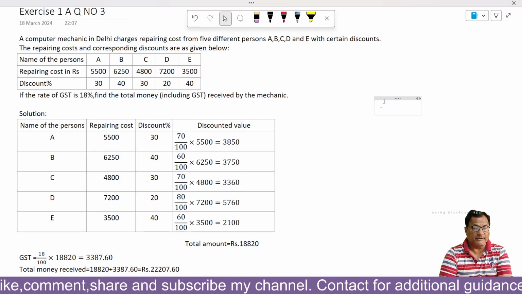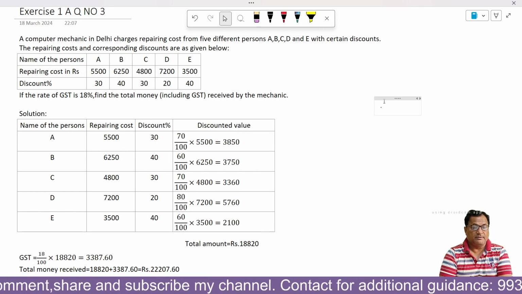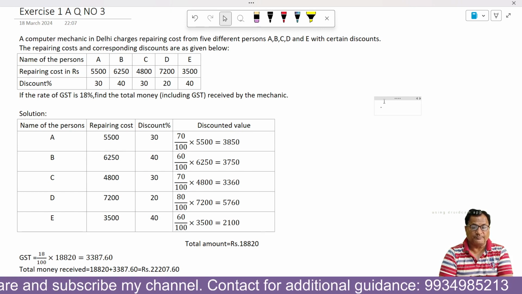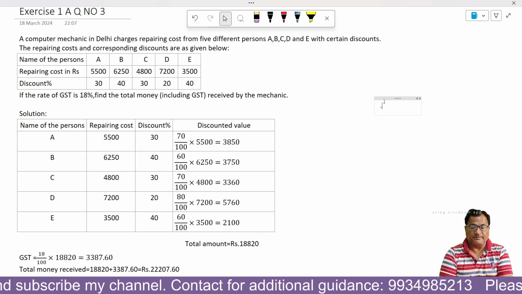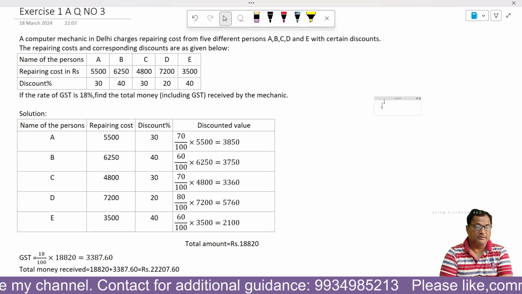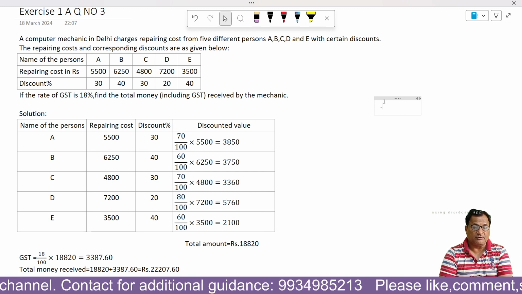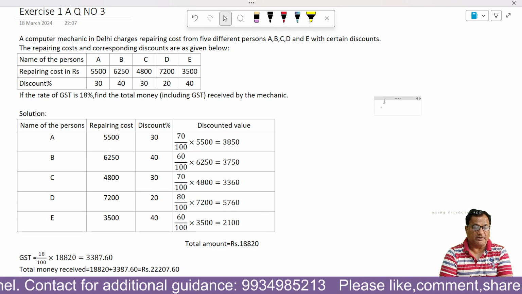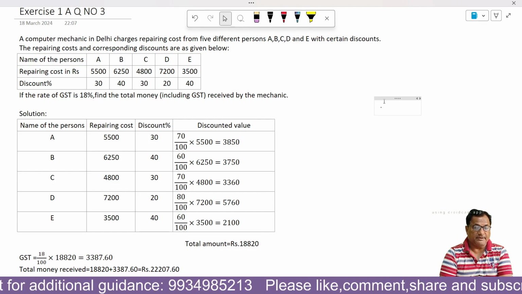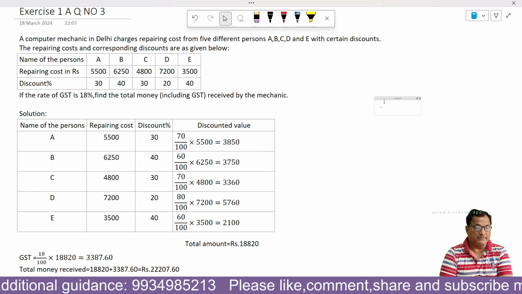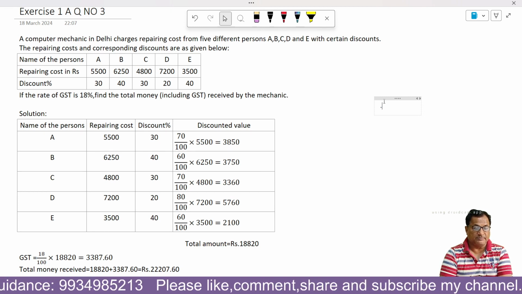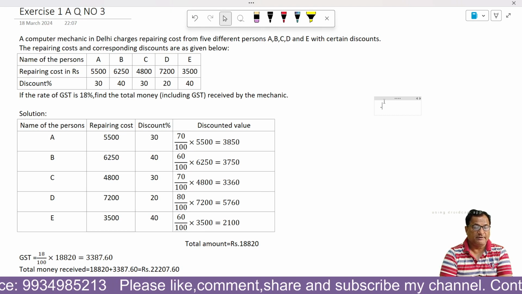First, we look at the question. A computer mechanic in Delhi charges a repairing cost from 5 different persons A, B, C, D, E with certain discounts. The repairing cost and corresponding discounts are given below. Name of the person A, repairing cost is equal to 5,500, discount percentage equal to 30.